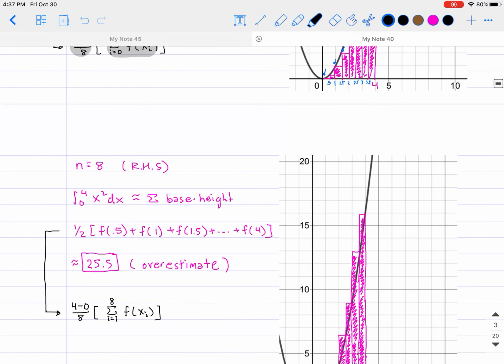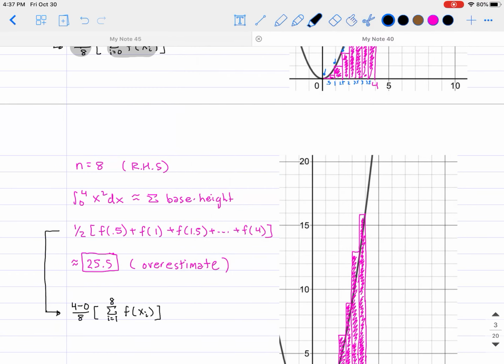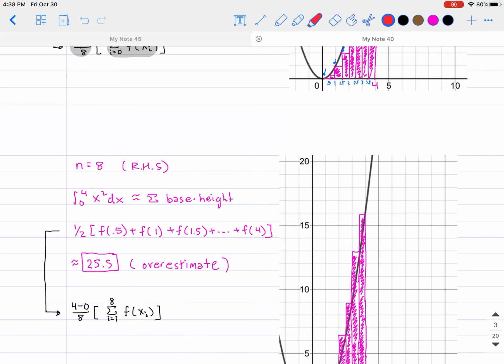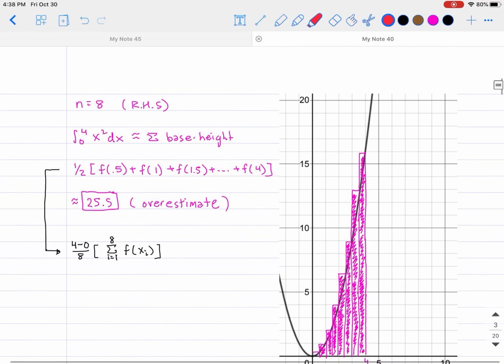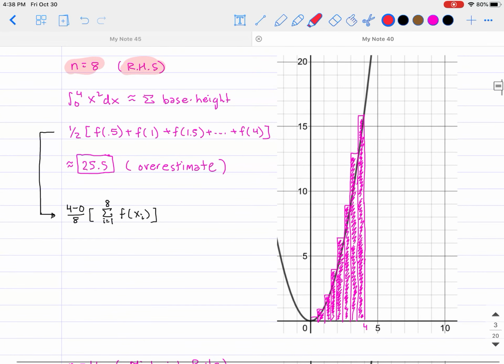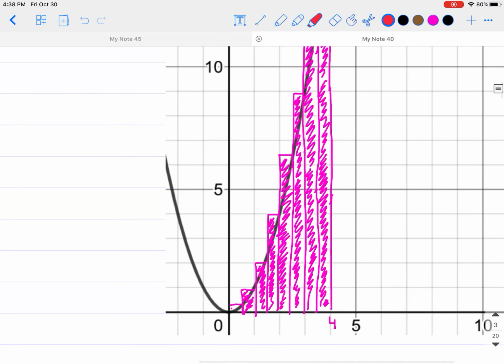So that's just a general idea as to what's happening. Well, that is so far from the left-hand side. Now let's go ahead and say, what happens if I use the right-hand side? Using the same idea, let's look at n is equal to 8, because that seems to be a pretty accurate estimate of the area under the curve so far. But I'm going to use the right-hand rule, or the right-hand side.